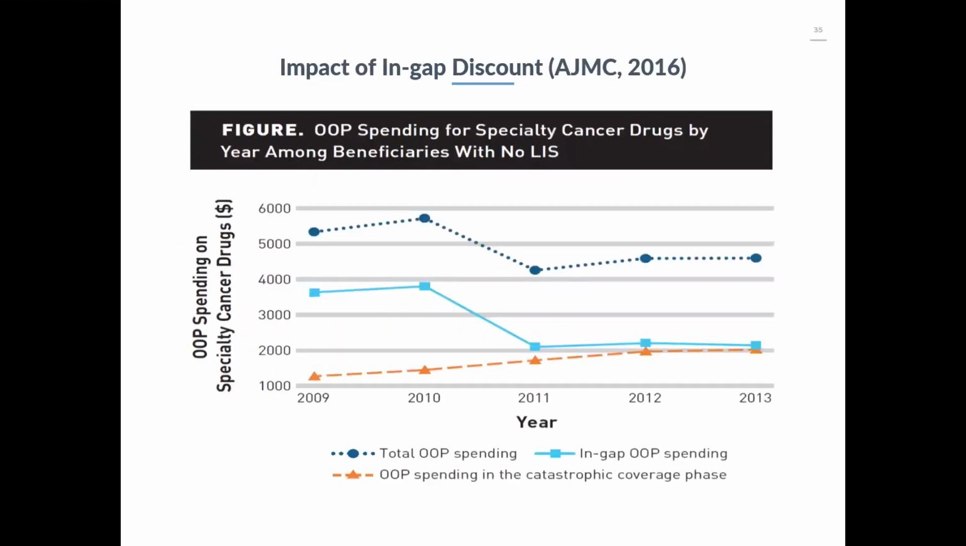So, I'll end with this fine graph. One could reproduce this very informative chart using the PDE data. It has all of the components you would need to recreate this. You're choosing specialty cancer drugs, so you could use the NDC, I imagine, to identify those drugs, and you can identify beneficiaries without low-income subsidy using the MBSF and linking to the PDE.